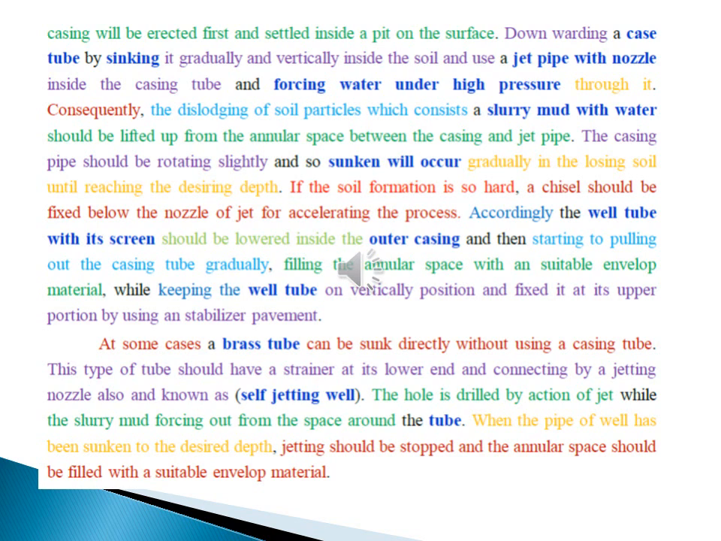The casing pipe should be rotated slightly, and so sinking will occur gradually in the loosened soil until reaching the desired depth. Accordingly, the well tube with its screen should be lowered inside the outer casing, and then the casing tube is gradually pulled out, filling the annular space with suitable envelope material, while keeping the well tube in a vertical position and fixing it at its upper portion by using a stabilizer pavement.